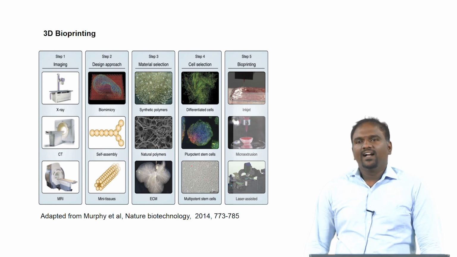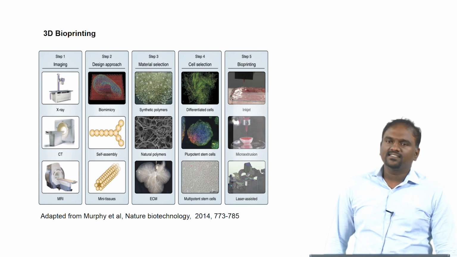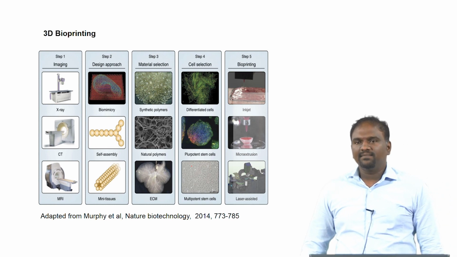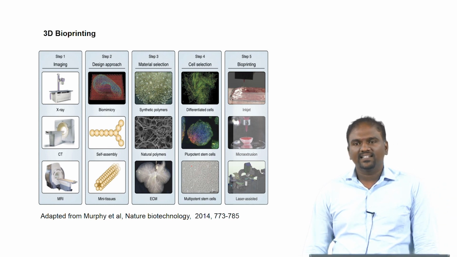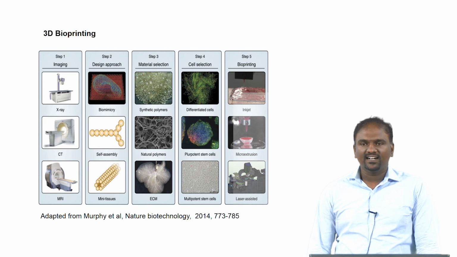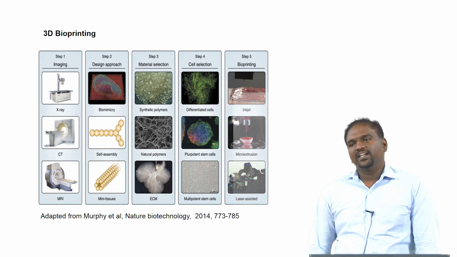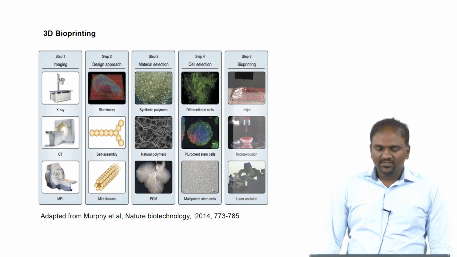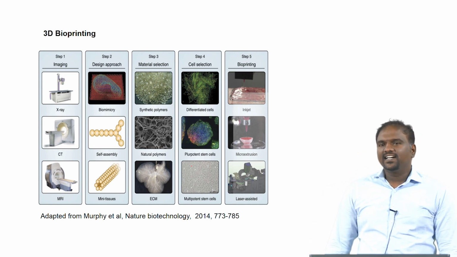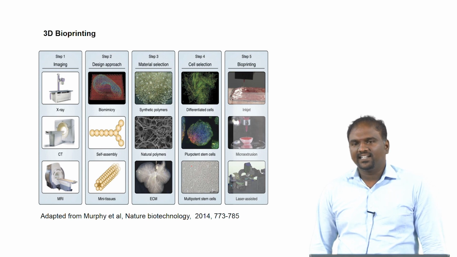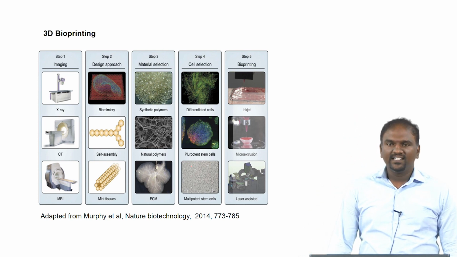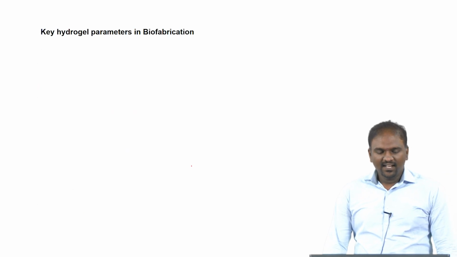So it's all up to us what we are going to make. Then the next step is bioprinting. Bioprinting can be done in three ways: we can use an inkjet printer, or we can go for a micro extrusion based printer, or laser printing. We have already discussed those 3D printing techniques and how they work, so we don't need to go into detail about them.